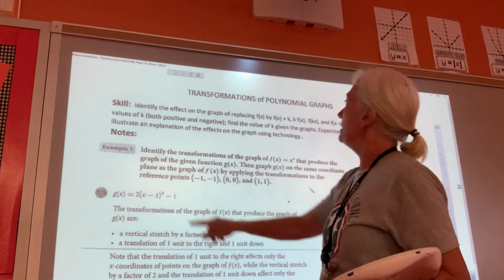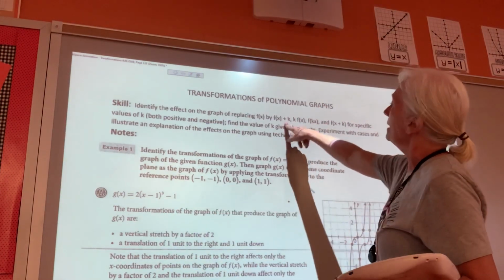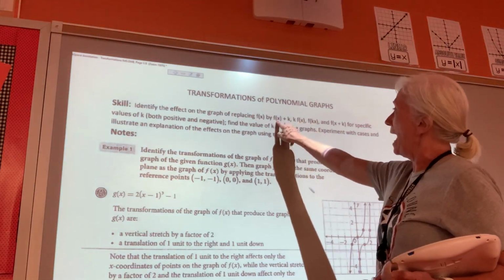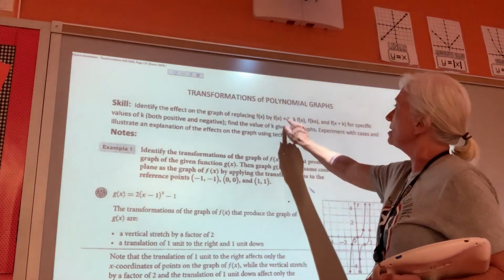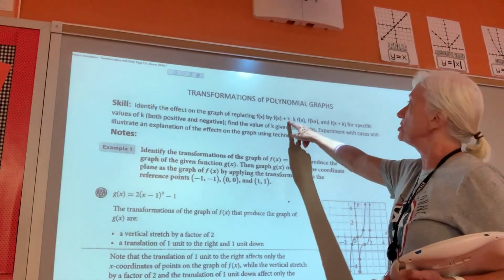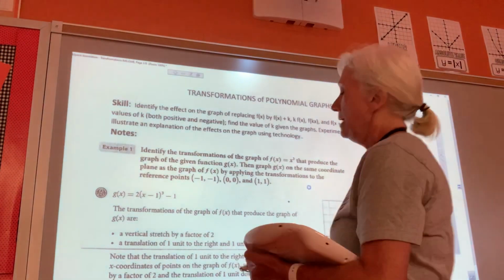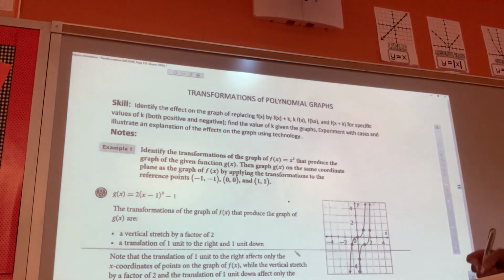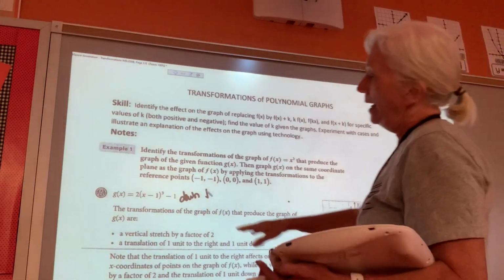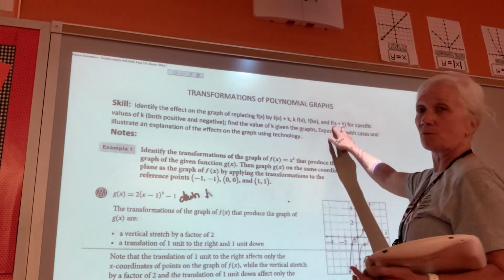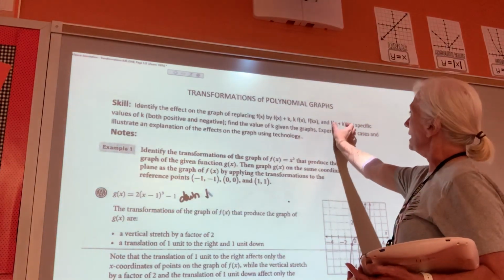This means the same as applying f of x plus k. This is not attached to my x. This affects the entire function. So this is going to move my graph up or down. And in this case, this tells me that I'm going to move down 1.